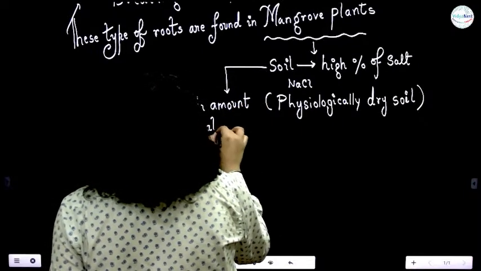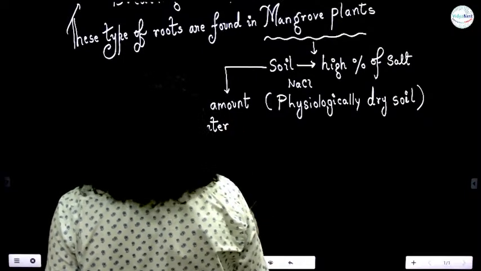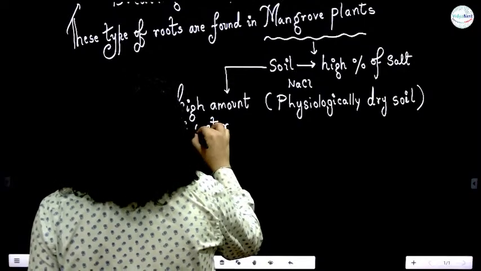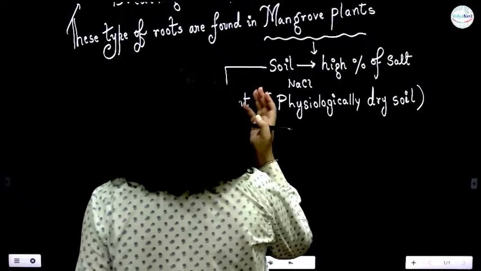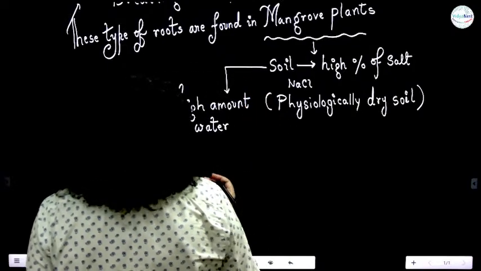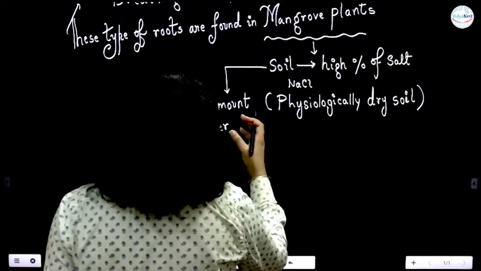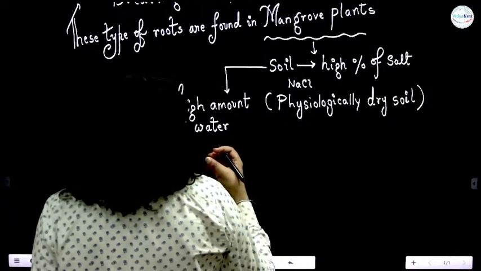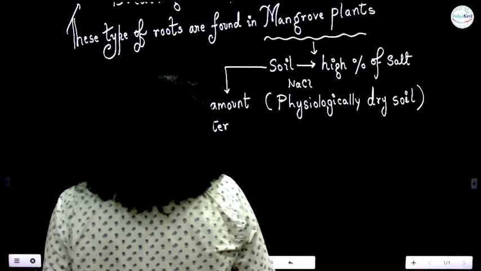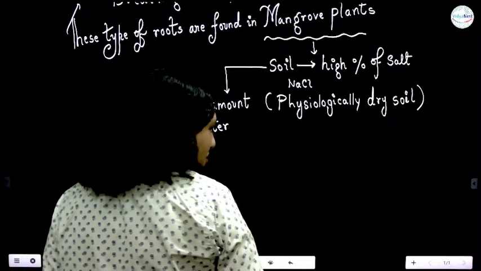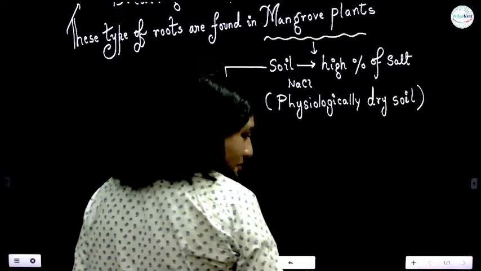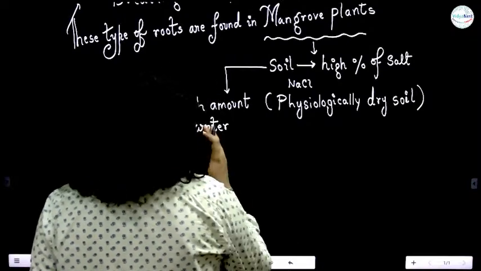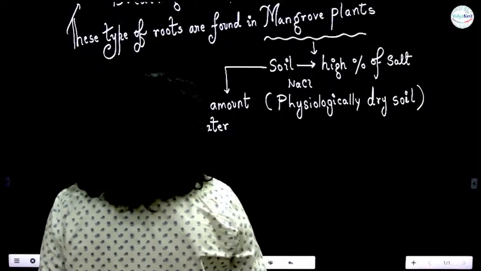which cannot be directly utilized by these plants, because you know that the root here has a high percentage of salt, but the salt concentration of this soil is very high. If it is very high, then under such a condition, the root may lose water by exosmosis. Getting the point? The root will be losing water by exosmosis. So this type of soil is called physiologically dry soil.